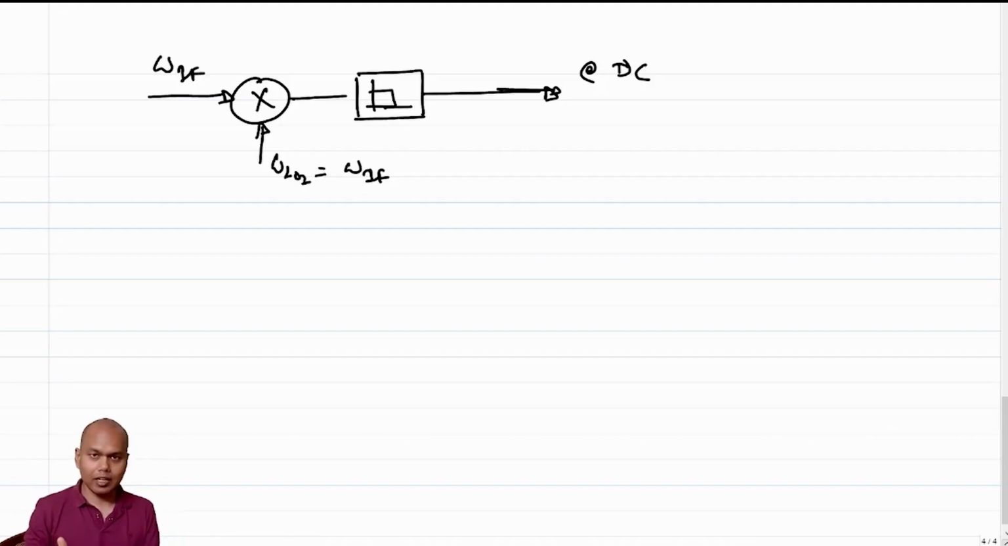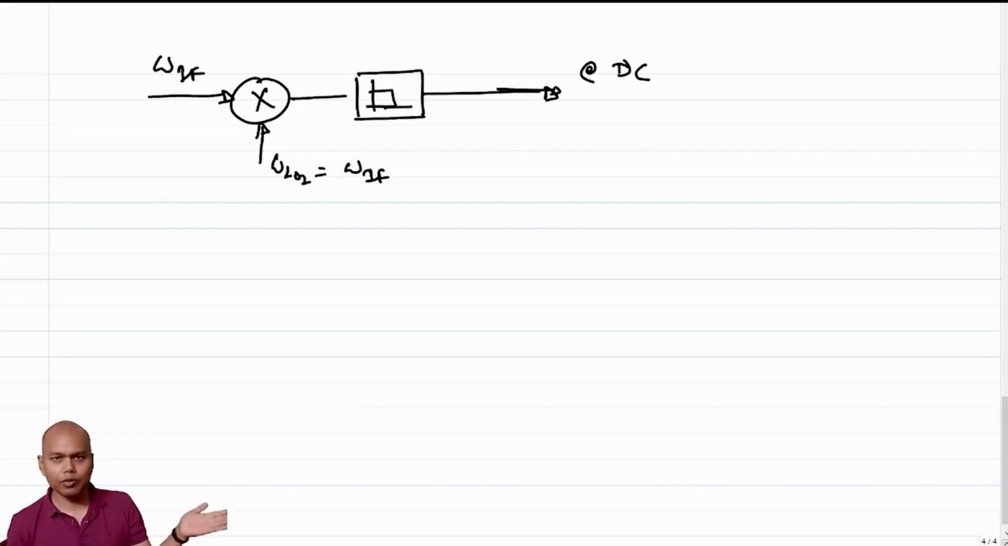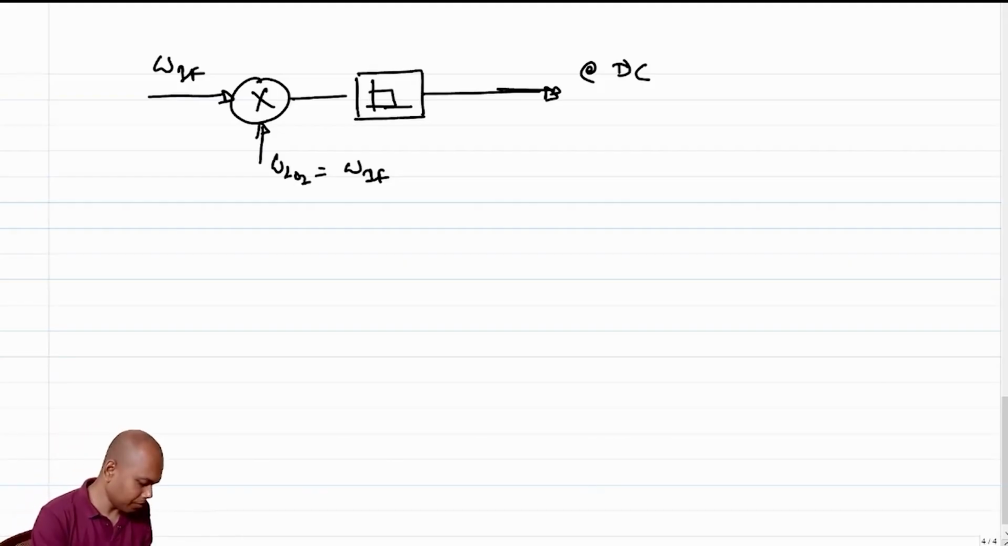Now you might say that I have cheated, because what about the LO feed through problem, the problem of LO signal coupling into its own port for the second mixer, right? If I were able to get a good mixer now, I would have used that same mixer up front. But why is it not a problem here? So indeed it's a problem.